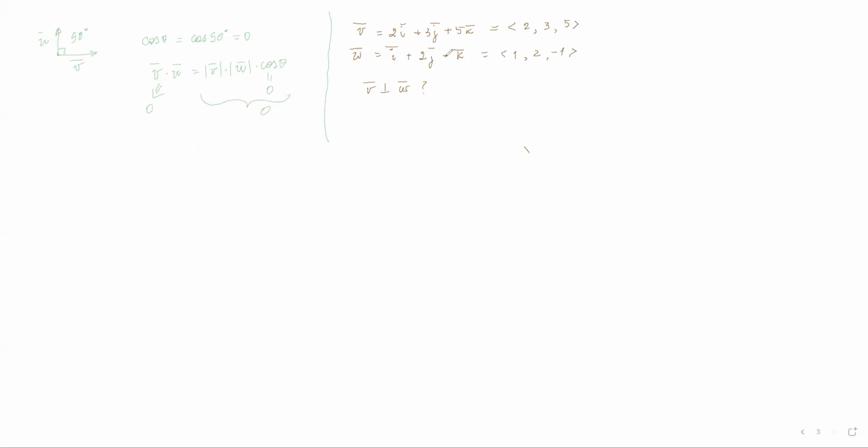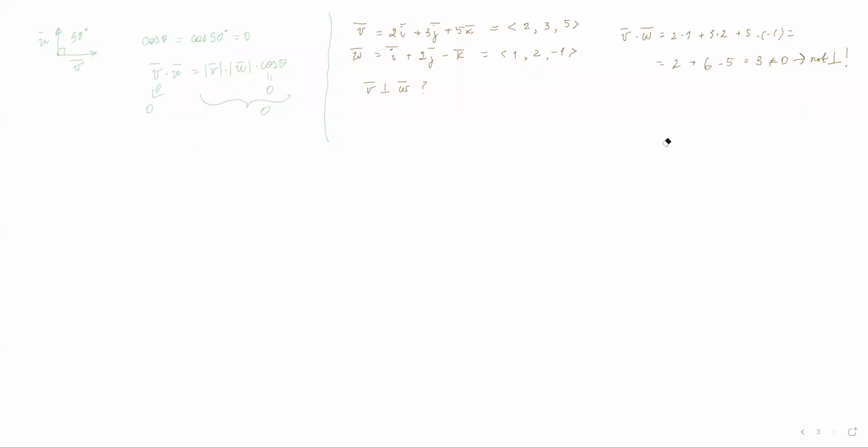Now I can find the dot product between these two vectors and see if they are perpendicular or not. So the dot product between v and w is going to be 2 multiplied by 1 plus 3 multiplied by 2 plus 5 multiplied by negative 1, right? If I simplify it, that's 2 plus 6 minus 5. Well, we see it's 3, which is not equal to 0. They're not perpendicular, or non-orthogonal.